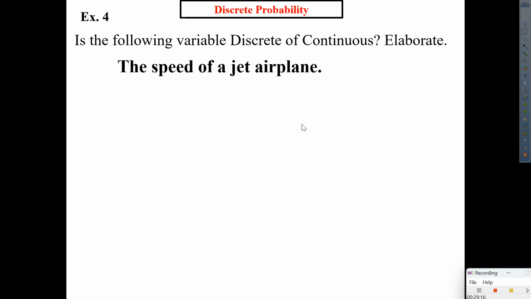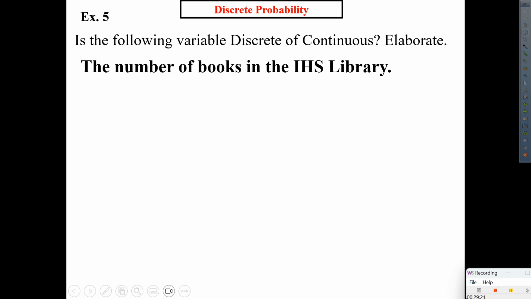All right, next one. The number of books at the IHS library. Tell your neighbor and write the letter. All right. Alexa. Discrete. Why discrete? There's only a certain amount, and the librarian goes and checks every one.